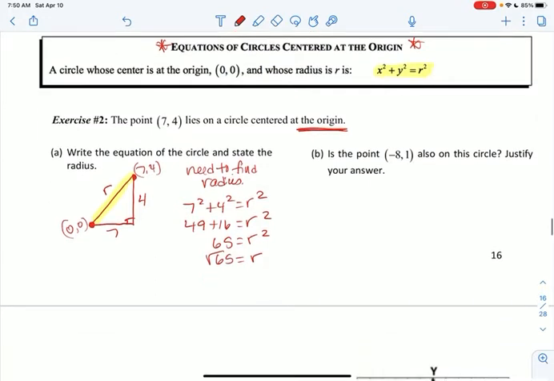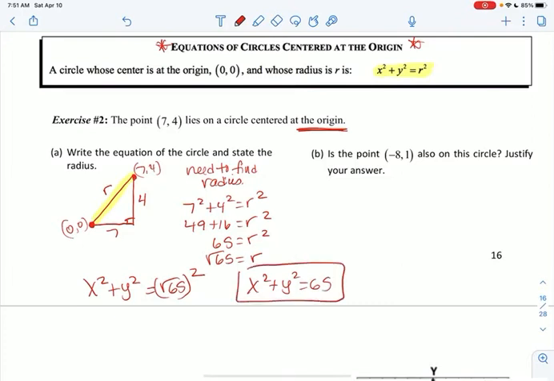Okay, now to write the equation of the circle, all I need is that radius. So the equation of a circle is going to be x squared plus y squared equals the square root of 65, because that's my radius squared. I'm using that equation that I have highlighted up above. x squared plus y squared equals r squared, and r happens to be the square root of 65. Well, the square root of 65 squared is just going to be 65. So x squared plus y squared equals 65. And that's my answer.